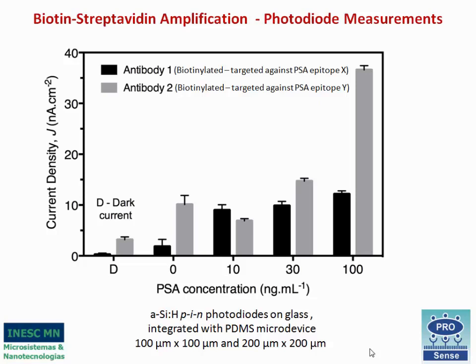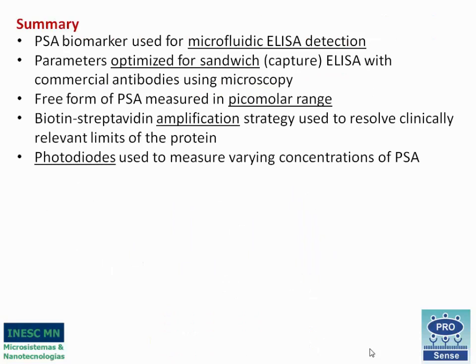So now we are working on other sets of biotin-related antibodies, and our future perspective is to combine the advantage of both, where we are able to achieve both the amplitude as well as the increase in the resolution under lower limits. And to summarize, we have here the PSA used as a biomarker for microfluidic detection, and the parameters are optimized for sandwich assay. And then when this comes to amplification, we are indeed able to go near the clinical range and detect the lower levels of concentration of the PSA.